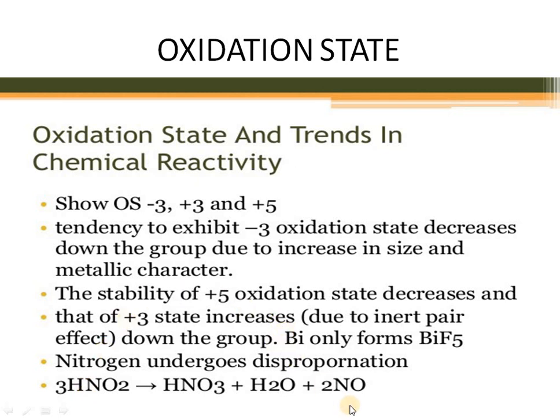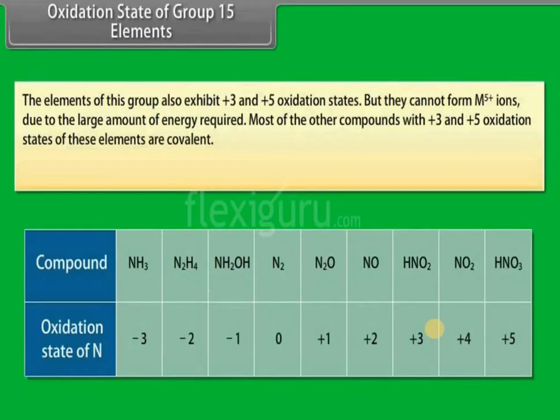Similarly, here -2 to +2, it means +3 changes to +2, and reduction takes place. If oxidation and reduction take place simultaneously for the same molecule, then this reaction is known as a disproportionation reaction. That is also known as self-oxidation and reduction, because +3 changes to +5, oxidation takes place, and +3 changes to +2, reduction takes place. Oxidation and reduction take place in the same molecule. That type of reaction is known as a disproportionation reaction.